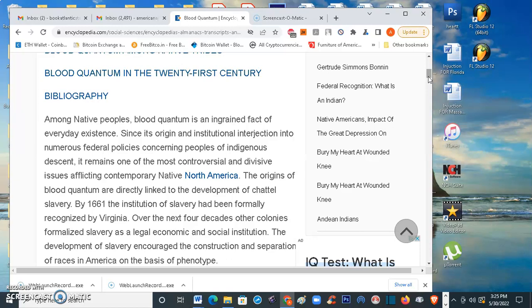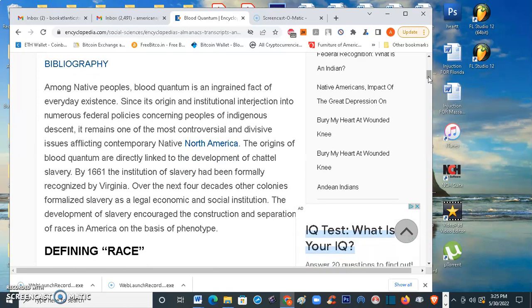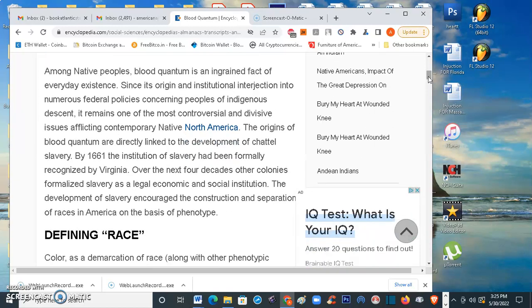By 1661, the institution of slavery had been formally recognized by Virginia. Now, Virginia is a very key place when it comes to eugenics or eugenicists, because that's where Walter Plecker was and all those German scientists were at the time. Over the next 40 decades, other colonies formalized slavery as a legal, economic, and social institution. The development of slavery encouraged the construction and separation of races on the basis of phenotype.